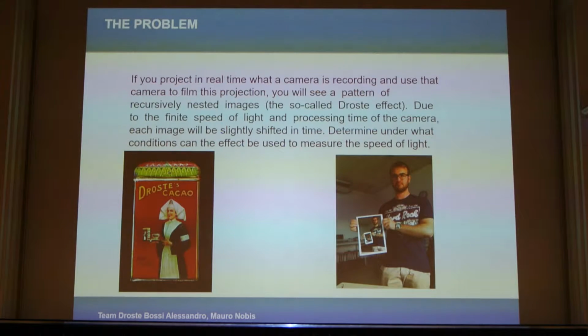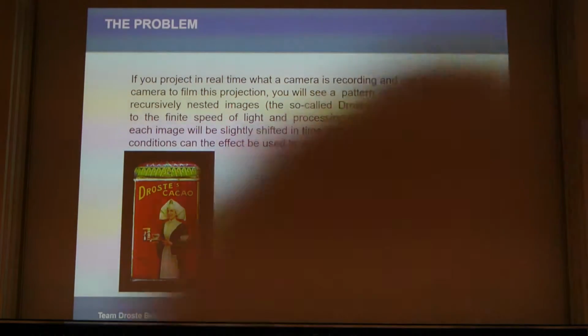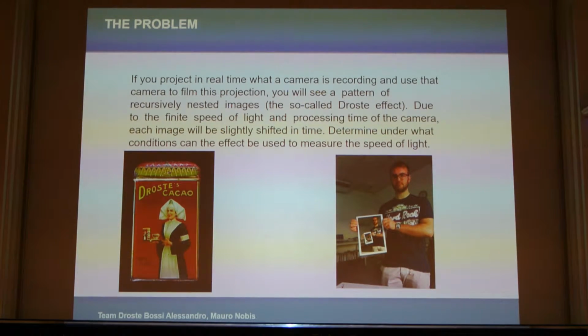The problem says that if you project in real time what a camera is recording, you will see that you have nested images on the screen. This effect is known as the Droste effect. The problem is to calculate the speed of light, considering the delay of the electronics and the delay due to the speed of light, and under what condition this effect can be used to determine the speed of light.